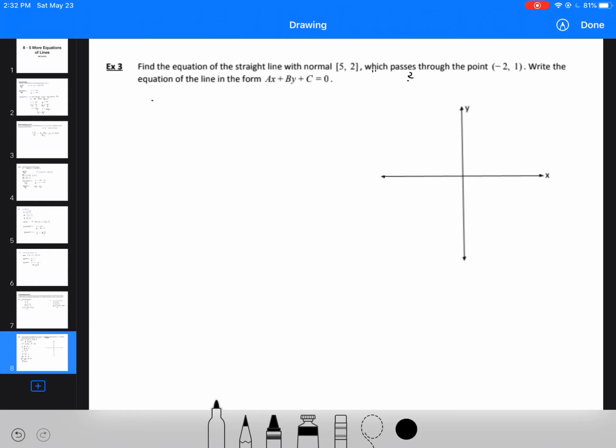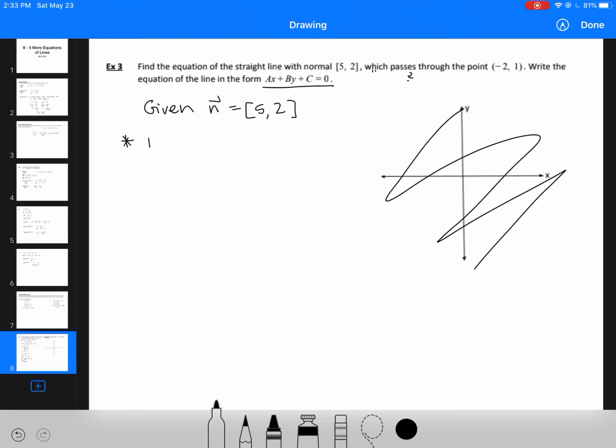So let's see how we can use those in an example. What we want to do is find the equation of the line with normal 5, 2, which passes through the point minus 2, 1. And we're going to write the equation of the line in the form ax plus by plus c equals 0. So what are we given? We're given n, which is equal to 5, 2.